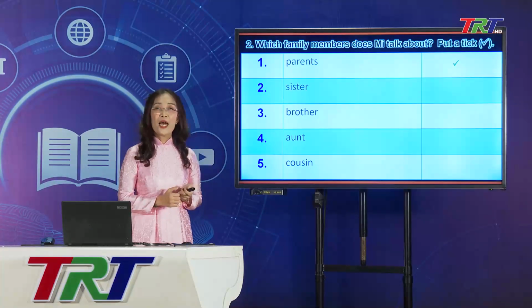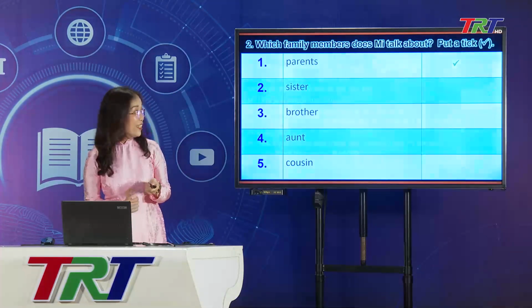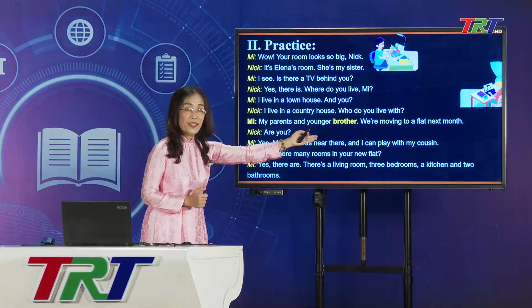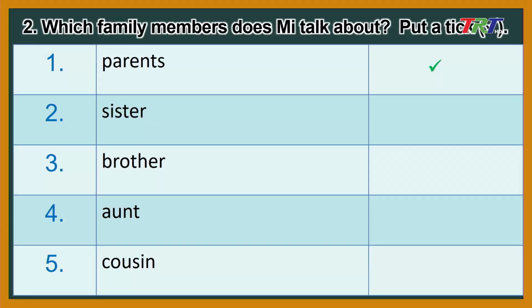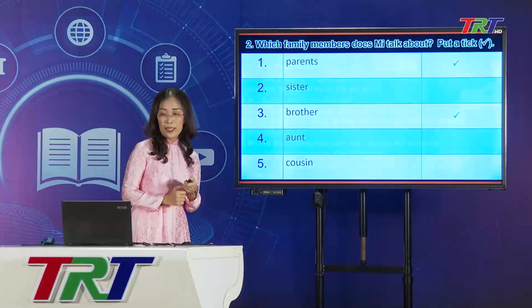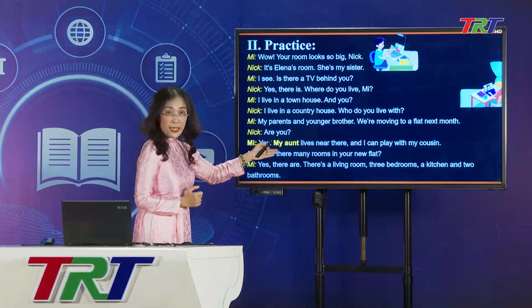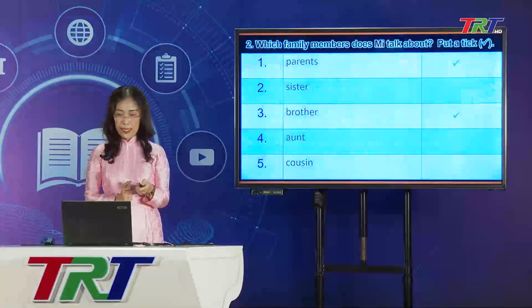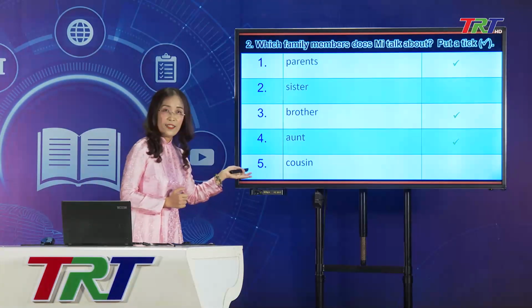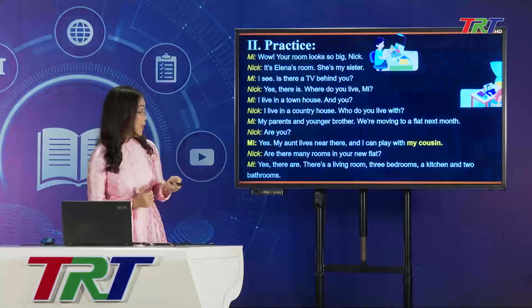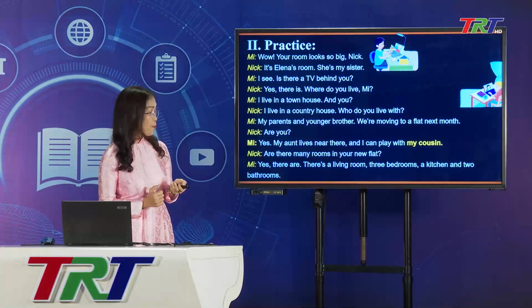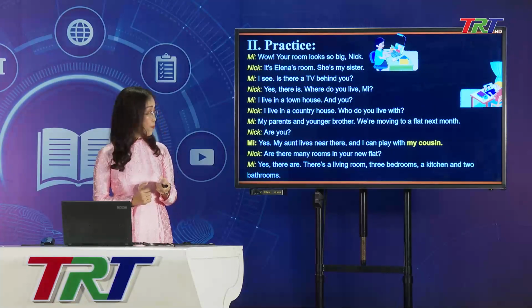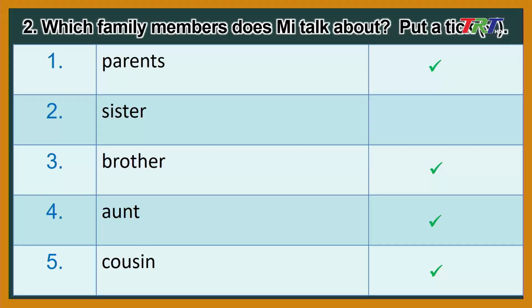Now, how about number 3? Brother. Can you see brother? Now you can see brother in this conversation. So you put a tick in number 3. And how about number four? "My aunt." Aunt, right? So, "my aunt." So you put a tick. And the last one, cousin. Can you see? Yes, "my cousin." So you put a tick. Now you copy.